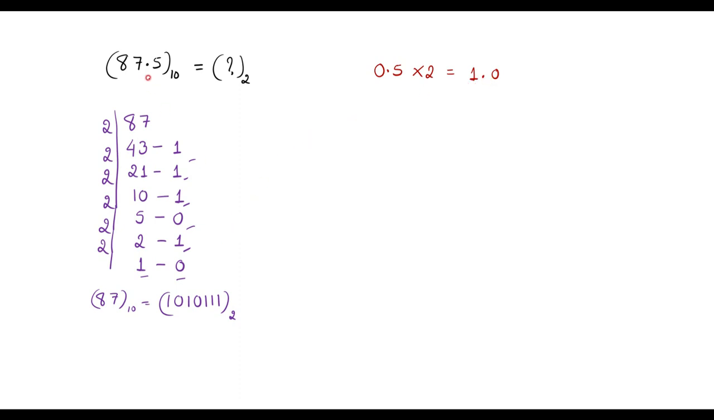So now I'll tell you how to combine these two. Now I can write 87.5 in decimal will be equal to, this is the first number, that is 1010111, point. Here we have the decimal point. Here we have to consider only this number, that is 0.1. So this is the binary equivalent of 87.5.